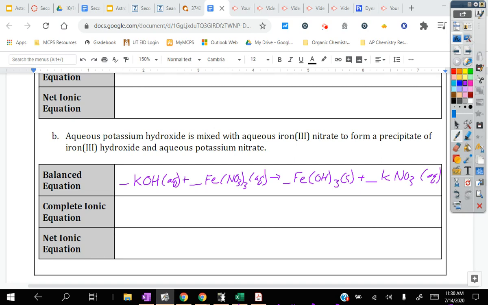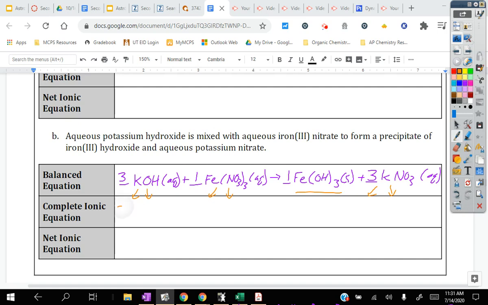Before we can move on to complete ionic equations, we have to make sure we are balanced. So I need 3 moles here to balance out my 3 OHs on each side. I see I also have 3 nitrates on the left, so I need 3 nitrates on the right. And that also balances my K. So this is my balanced chemical equation. So again, we're going to take the aqueous components and split them up into their charged ion components, and we're going to leave our solid alone.